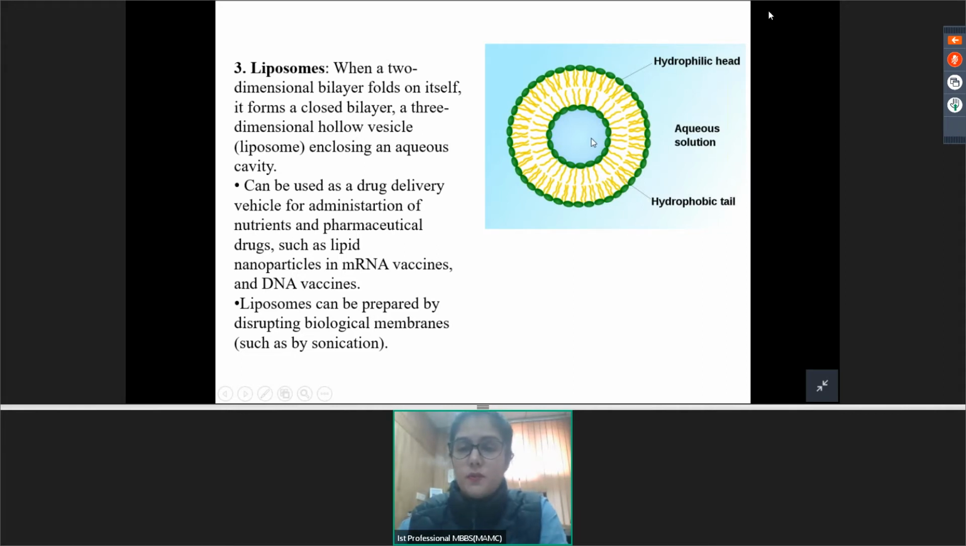Why is the structure of liposome so important? It is important because these days liposomes are being synthesized in vitro, and they are being used as drug delivery vehicles for administration of nutrients and pharmaceutical drugs. These liposomes are packed with the drugs, and then they go and fuse with the cell membrane, and the drug that is packed within the liposome is delivered into the cell. That is why liposomes are being researched these days, because they are acting as drug delivery vehicles.